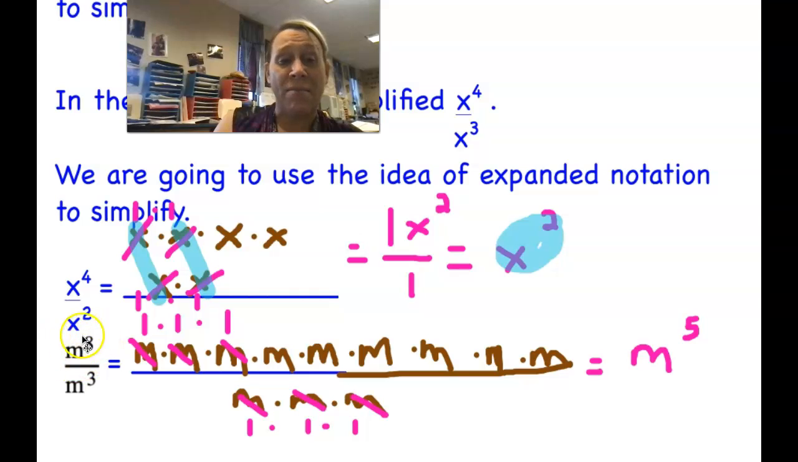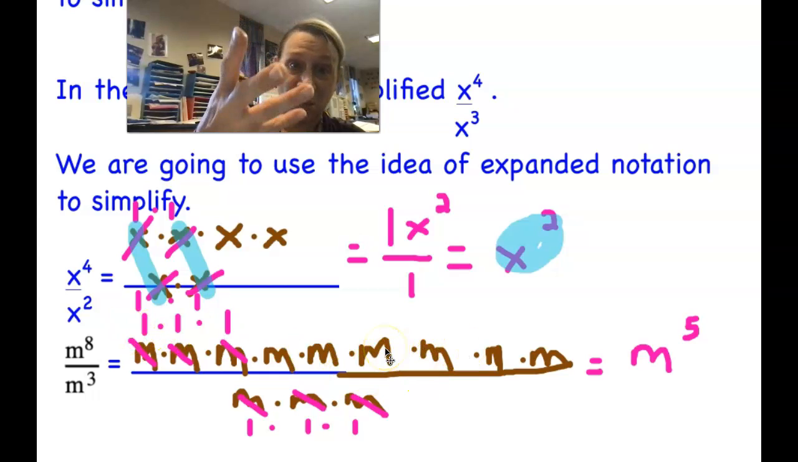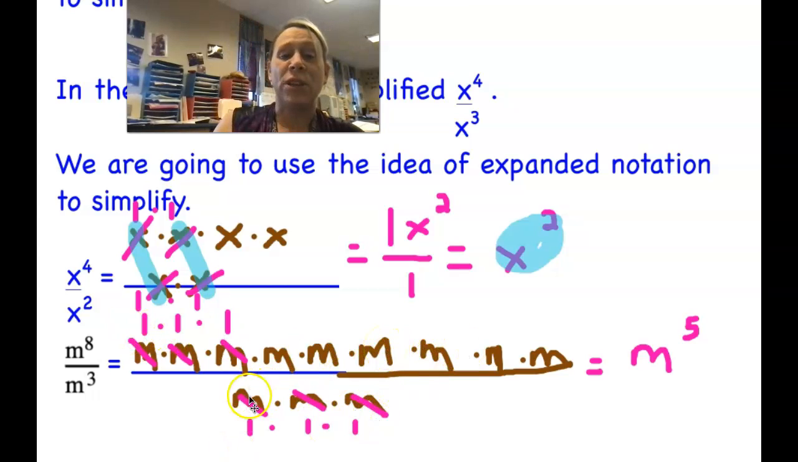Here now we have m to the 8th power divided by m to the 3rd power. So that can be rewritten here as 8 m's being multiplied in the numerator, a lot to write out, and we only have 3 m's in the denominator. As we make some giant ones with 3 different pairs of m's in both, we're left with m to the 5th power. Hopefully you see it simplifies to that.